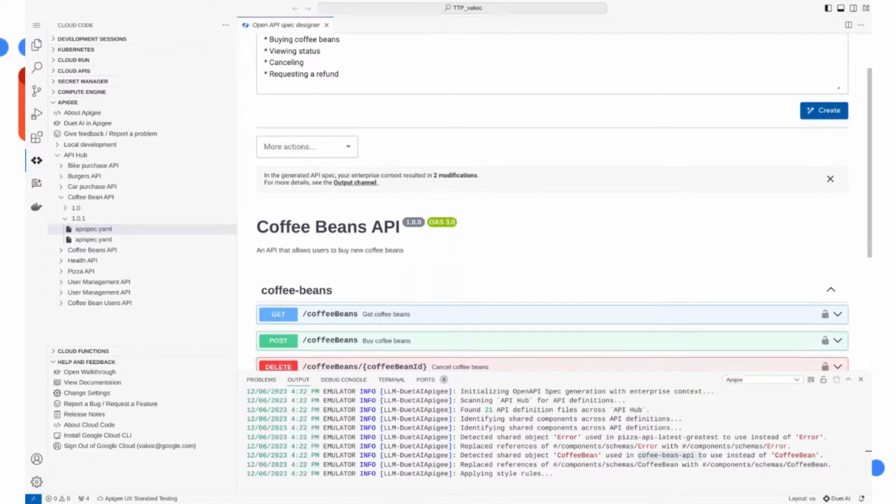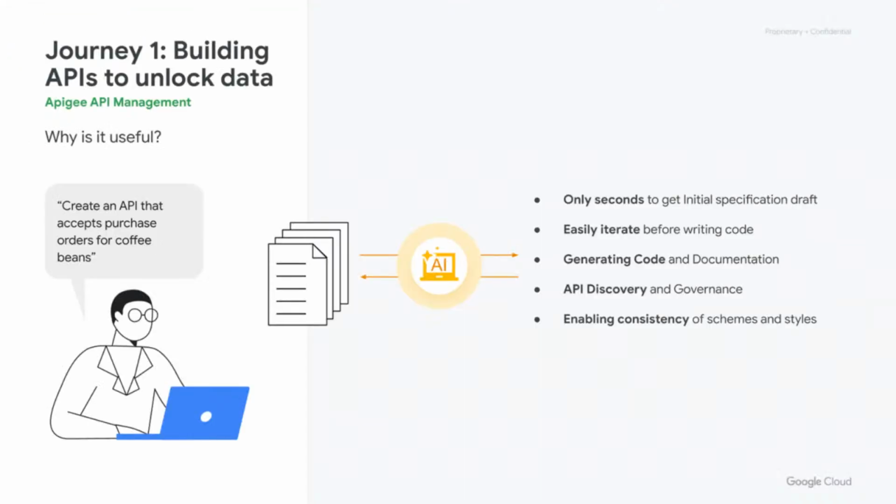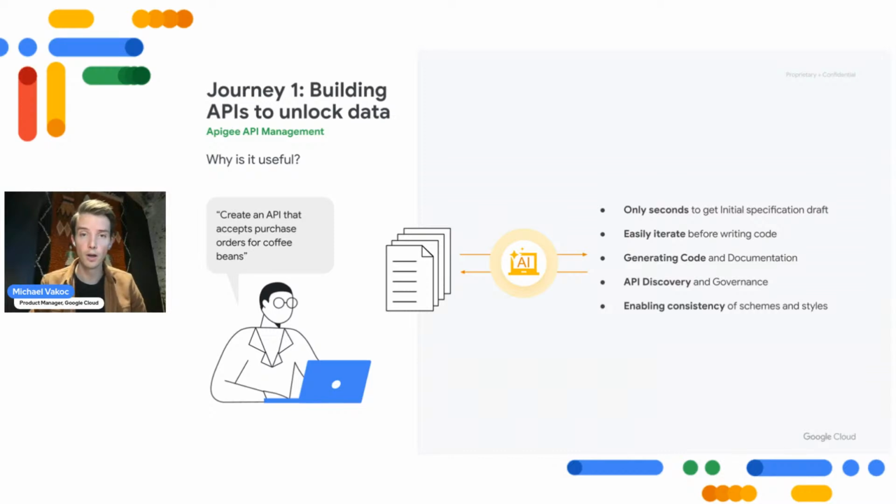So now that being said, we will switch back to the deck, where we will recap a little bit what we have just seen. As you could see, it took me just seconds to get from a prompt to an initial specification definition. The reason why this is so important is because I don't have to just stare at an empty screen when I want to write my API spec, or dive right into code to start implementing this API.